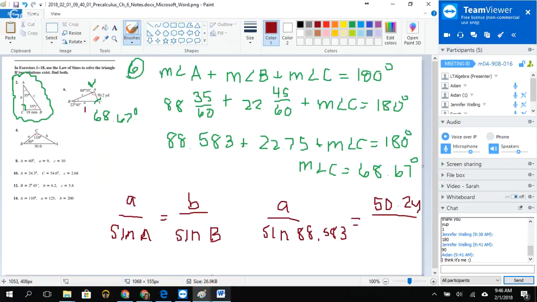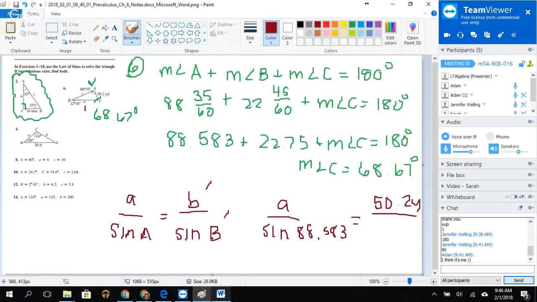Side B over the sine of angle B. So the sine of 22.75.